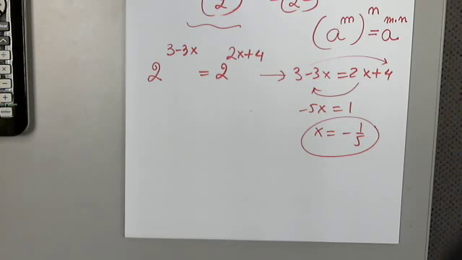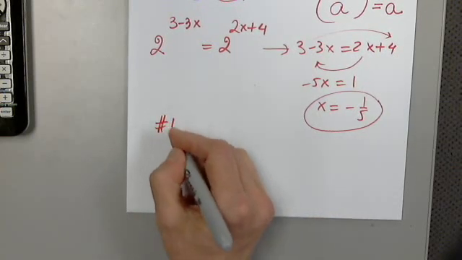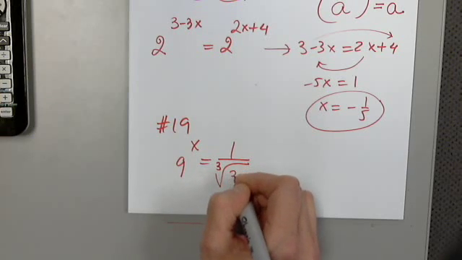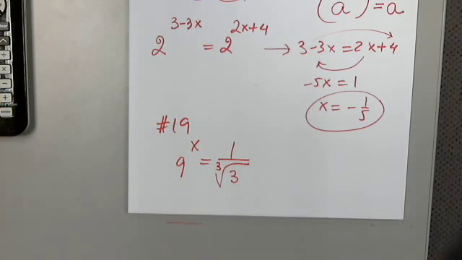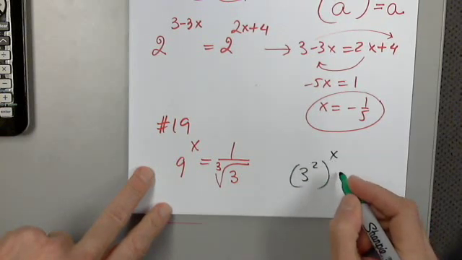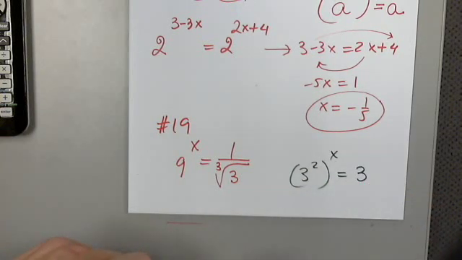Okay, and let's say number 19. We have 9 raised to x equals 1 over the cube root of 3. Yes, it's exponential, and I hope that I can present both sides with the same base. Let's look at 9. What base will that be? Squared. 3 squared raised to the x. I'm really hoping that I can present the right-hand side with base 3 as well. But is it possible? The answer is yes. How?